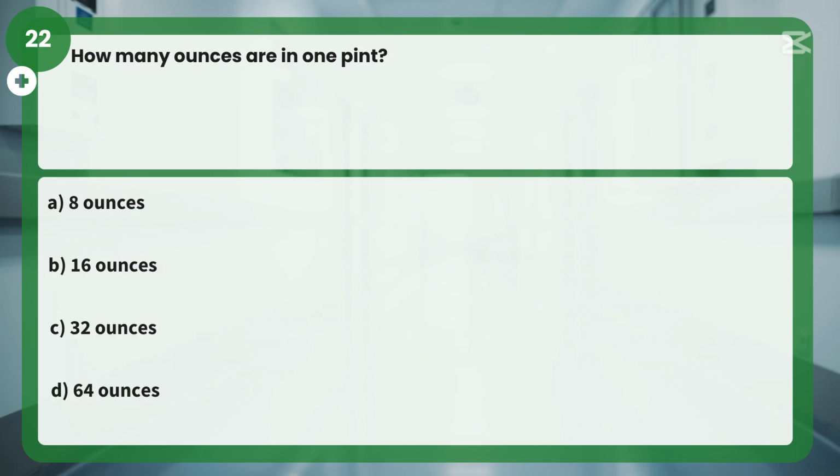Question 22. How many ounces are in 1 pint? A. 8 ounces. B. 16 ounces. C. 32 ounces. D. 64 ounces. Answer: B.